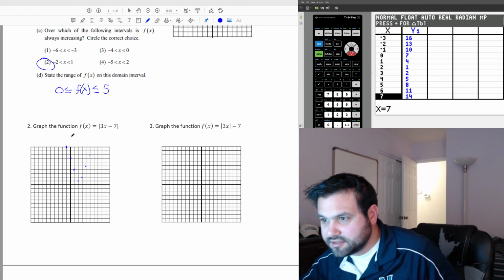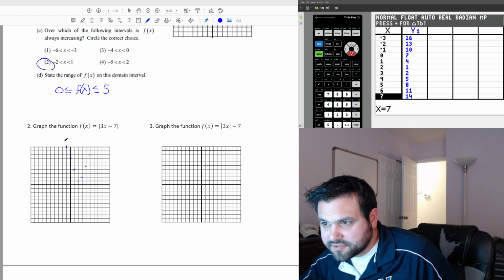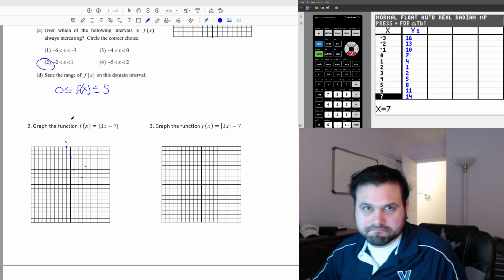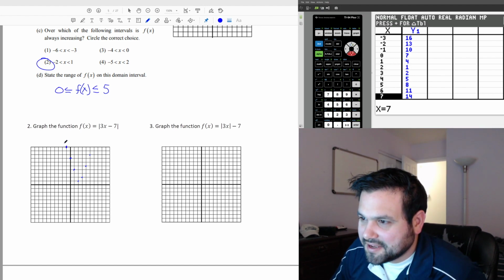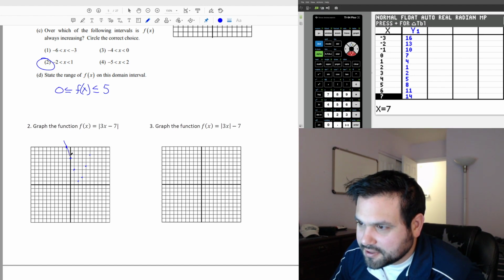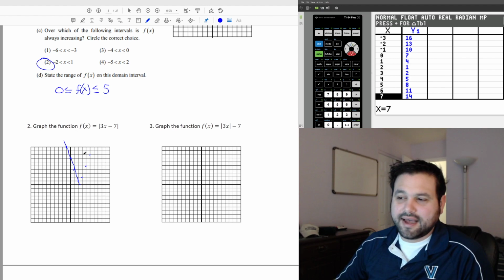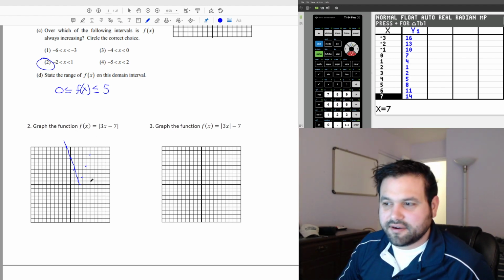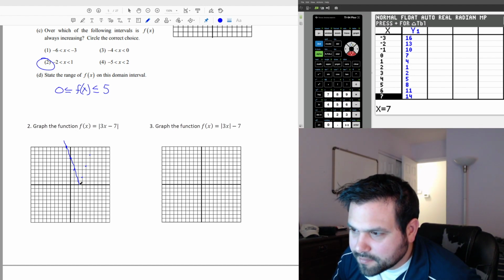This is a strange angle. So I'm going to try to draw a straight line, and it hits the x-axis at that sort of 7/3 area, and then turns and completes the V shape.